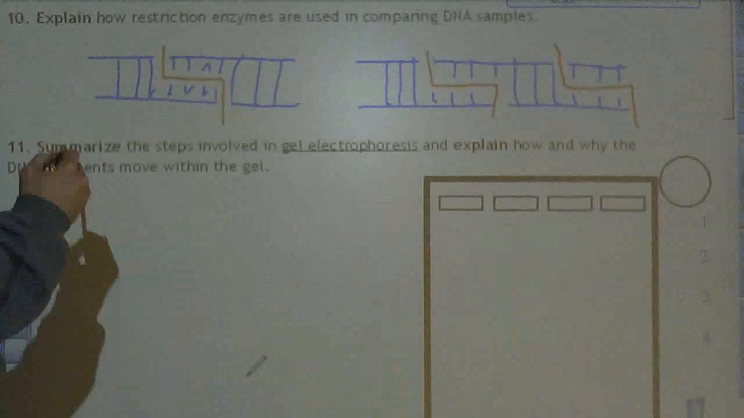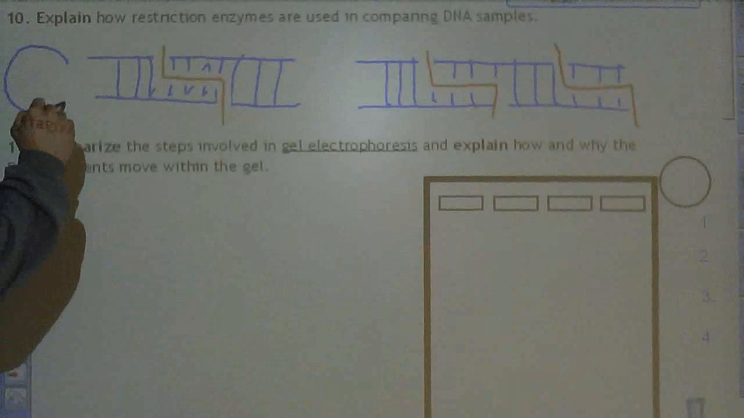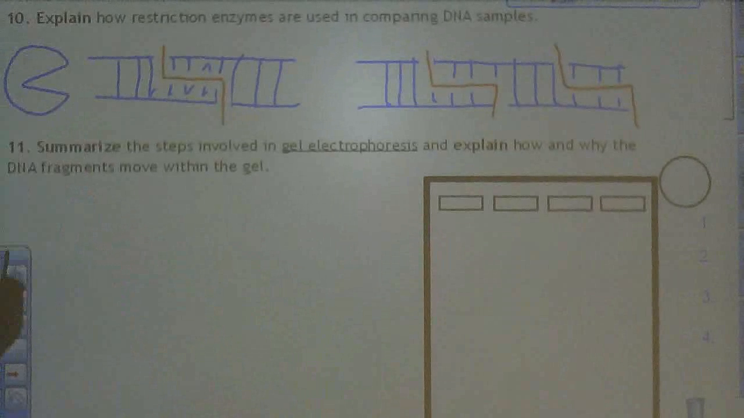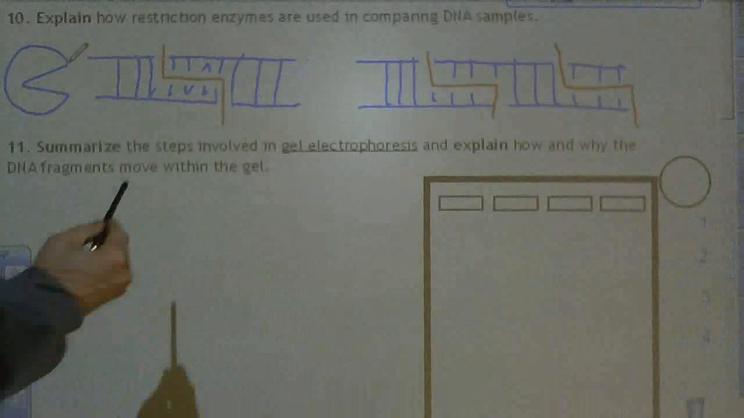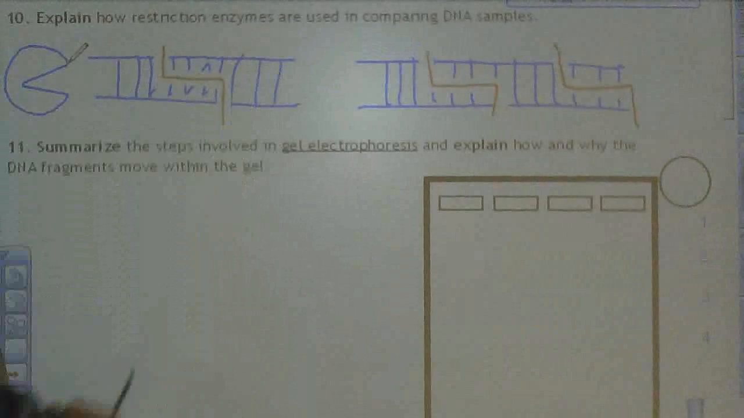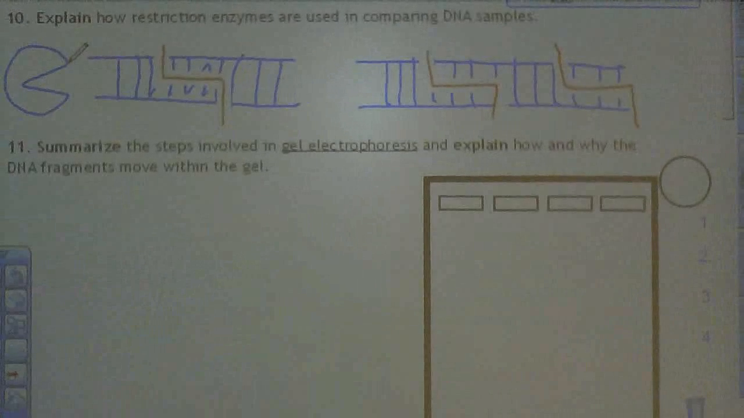A way to think about these restriction enzymes is like little Pac-Men that are going around chewing up DNA. And again, chewing up DNA in pieces to create fragments. We're not talking about cutting DNA lengthwise. You've already seen that in DNA replication.